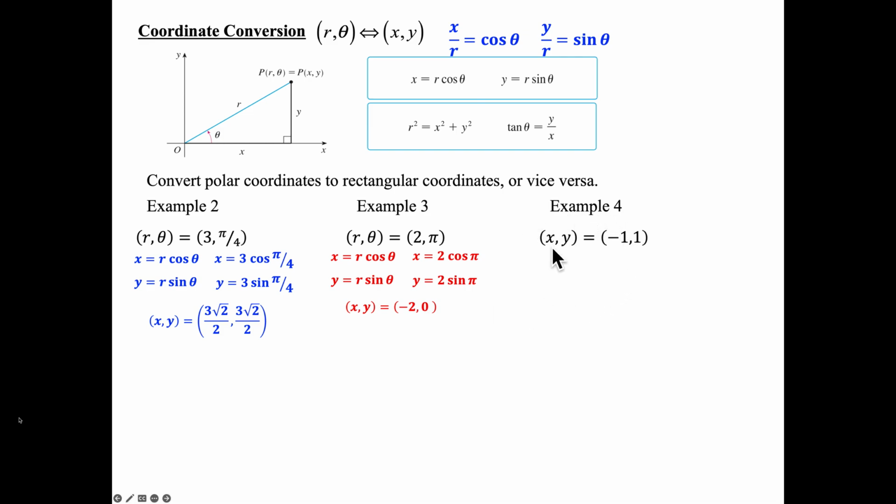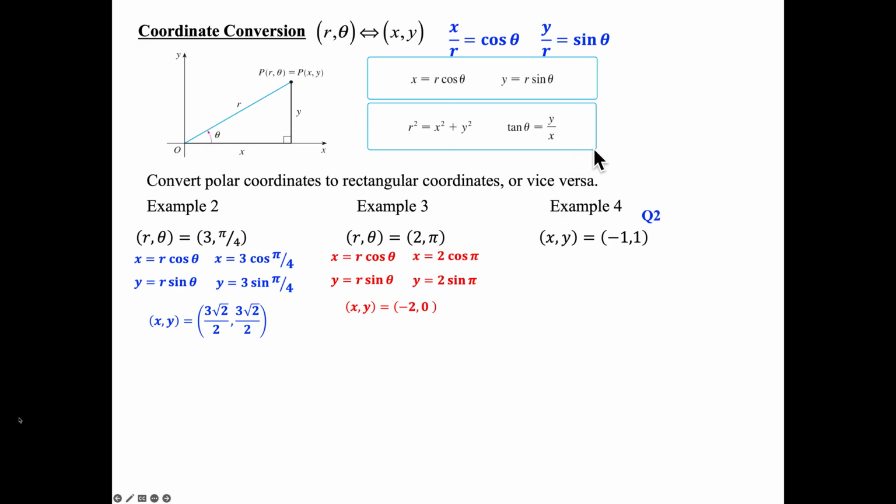Example 4, now we have rectangular coordinates. Negative 1, 1, x and y, negative 1, 1. All right, now we're going to be working with this. So first thing I have to understand is what quadrant I'm in. So negative 1, 1, I'm over here in quadrant 2. The reason that's important is because when we try to find our theta, we got to make sure we put it in the right quadrant.